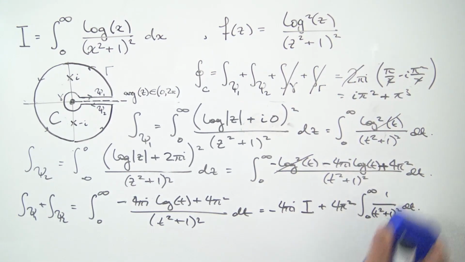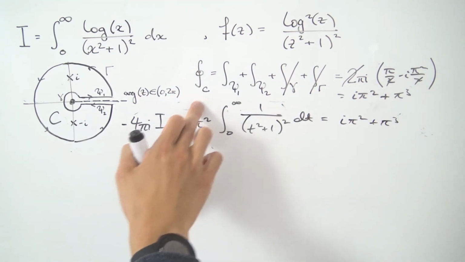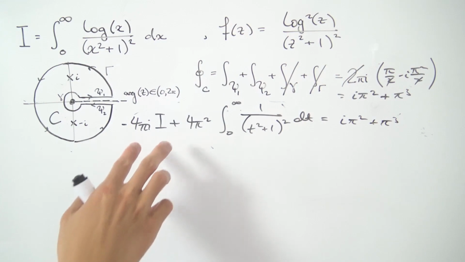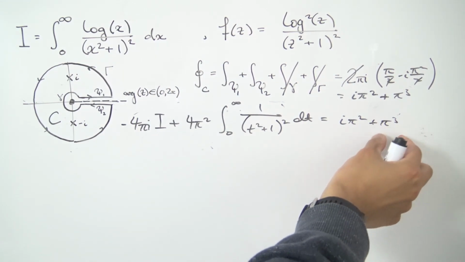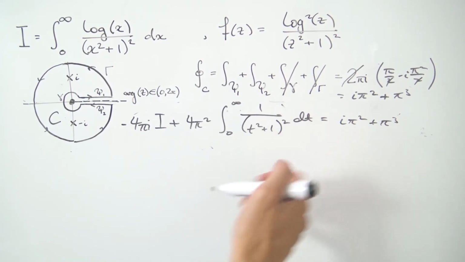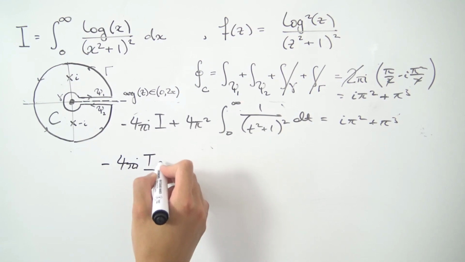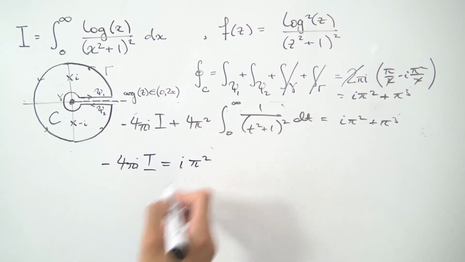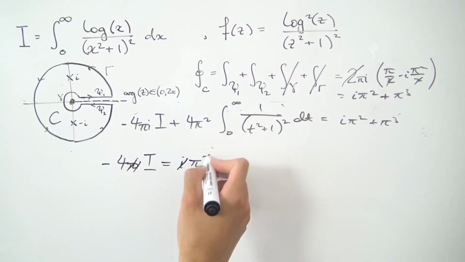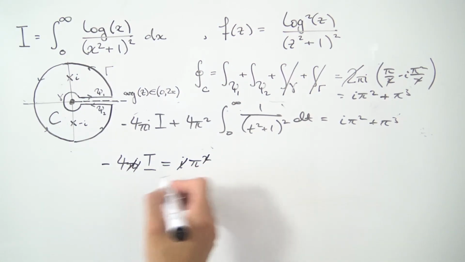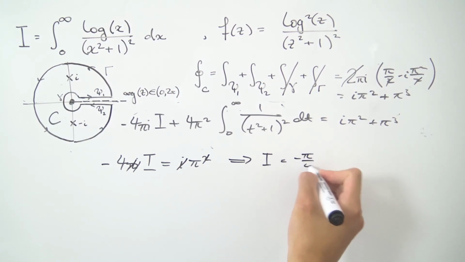So now we'll compare our results. What can we conclude from this? Well, notice we have an imaginary part and a real part. The imaginary parts must be equal. So in particular, minus 4 pi i, capital I, must be equal to i times pi squared. The i's cancel over here, the pi and this squared cancel, and this leaves us with I being equal to minus pi over 4, exactly what we wanted.